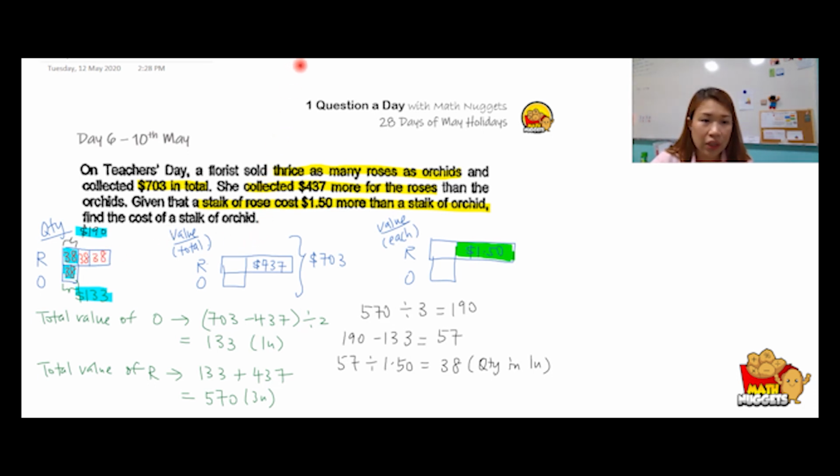Alright, so we're trying to find the cost of a stalk of orchid. So we know that there were 38 orchids. Right, and the total value is 133, so we can just take 133 divided by 38. And we will know that the cost of a stalk of orchid will be $3.50.